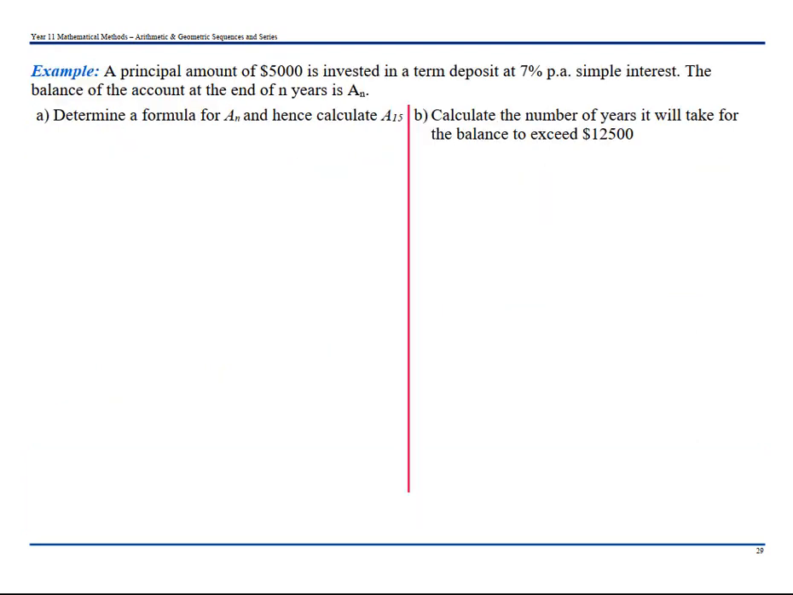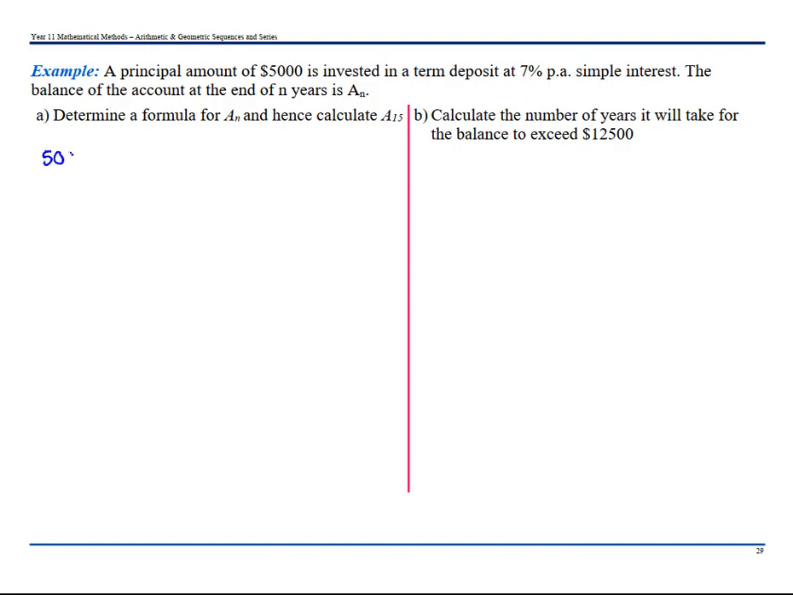Next, a principal amount of $5,000 is invested in a term deposit at 7% per annum simple interest. The balance of the account at the end of n years is An. Determine a formula for An and hence calculate A15. So I'm not going to use simple interest. I'm just going to use my knowledge of arithmetic sequences.